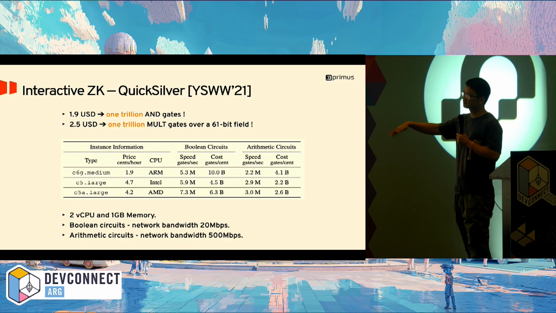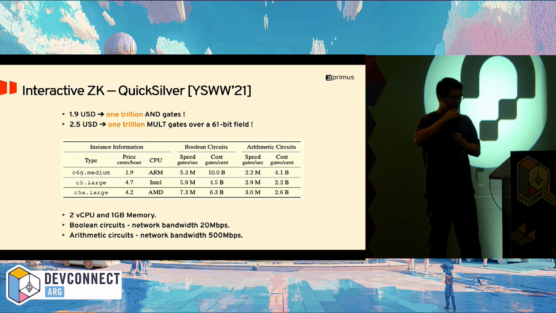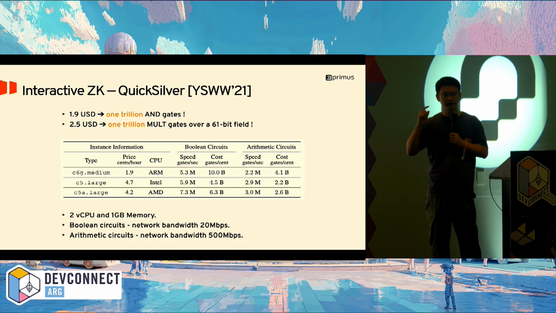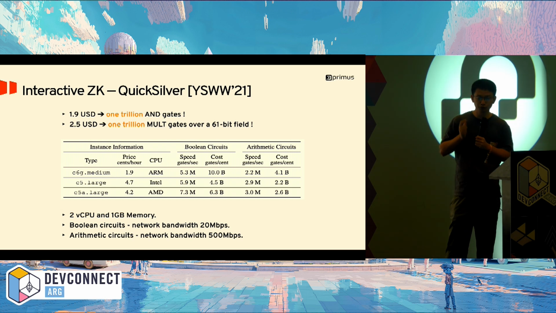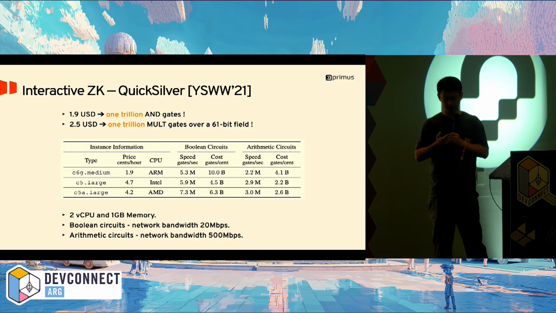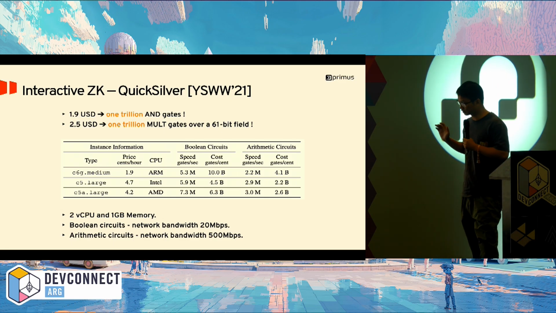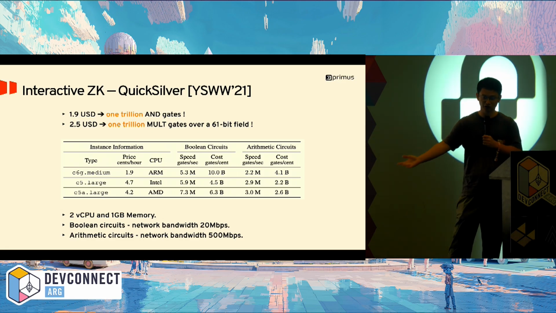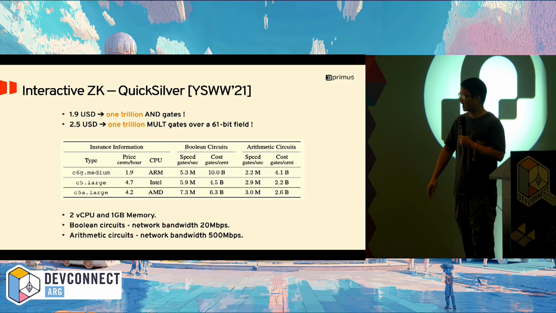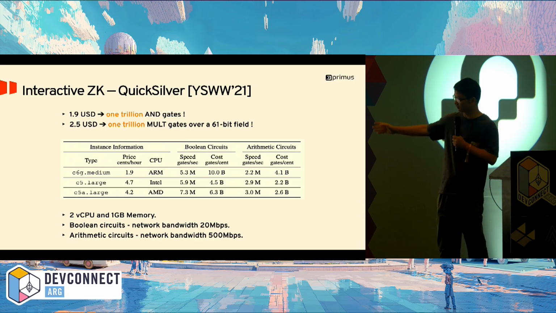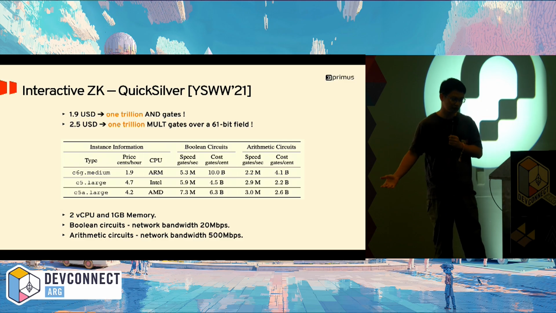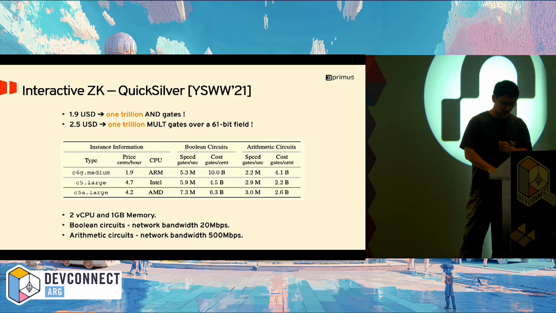So here are some numbers. When you're proving AND gates, you can use less than $2 to prove 1 trillion gates. So it's very, very cheap. You can also prove arithmetic circuits, but in zkTLS you don't need to do that. We have different versions to run on different platforms, and that's the main reason we now want to use QuickSilver. And they actually have a better version right now, maybe.